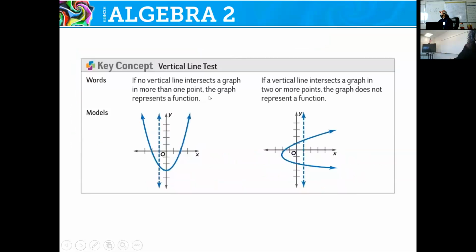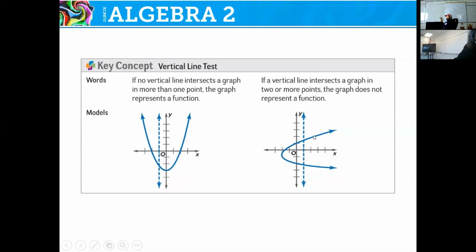Here's the vertical line test again. Once again, this is what you use to determine if it is a function or not. Okay, that's the first question that you ask yourself. If it is not a function, it cannot be one-to-one or onto. Okay, if no vertical line intersects a graph in more than one point, the graph represents a function, like the one on the left here. If a vertical line intersects a graph in 2 or more points, the graph does not represent a function. That's the one on the right.